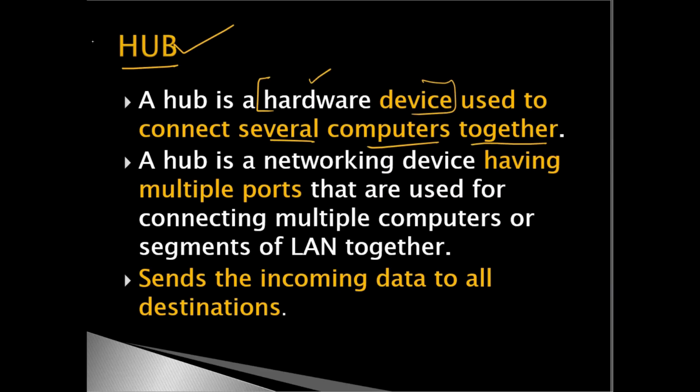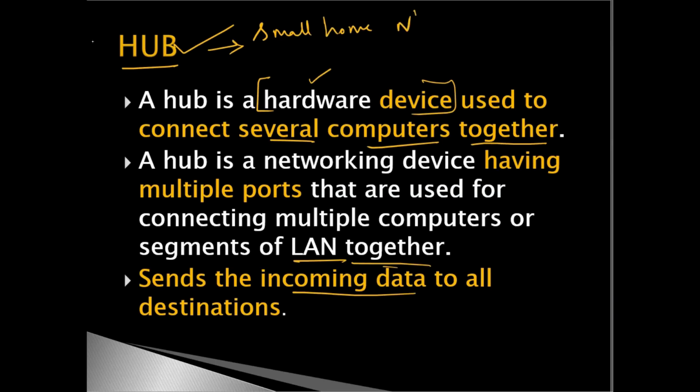In the LAN, local area network, it is used to connect multiple computers or multiple segments with multiple ports. That's why it has multiple ports, and it is used for sending incoming data to all the destinations. So whatever data is coming to one computer, that computer will be sending that data to all the computers in the connections. The hub has multiple ports used to connect multiple nodes, and it is the best suitable device for creating a small home network.